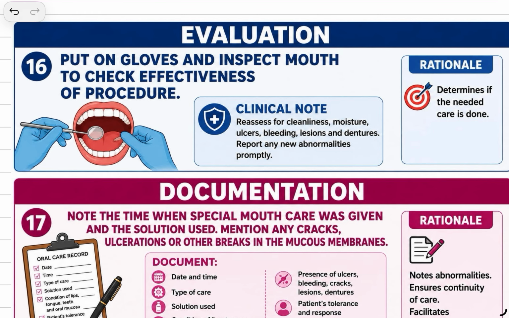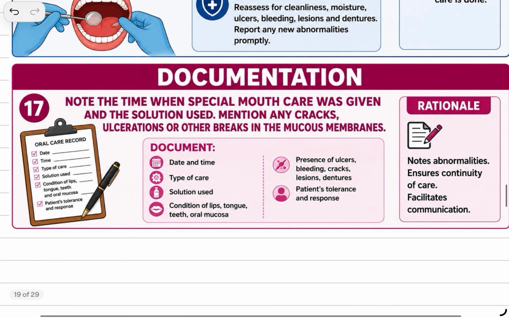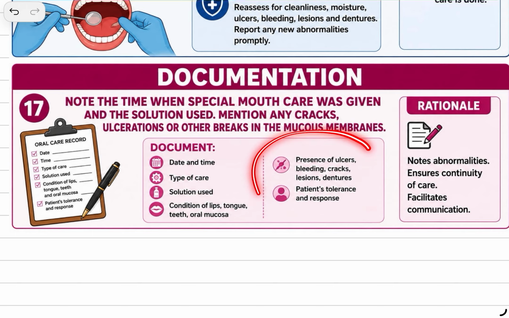Clear? Okay. In the last, we need to document it: date and time, the type of the care, that is oral care for the unconscious, and which solution we have used, that is hydrogen peroxide. What is the condition of the lips, whether cracked or bleeding, we should say, and the presence of ulcer after the care. These points you need to include in the documentation. That's it. Clear? Are you understanding?